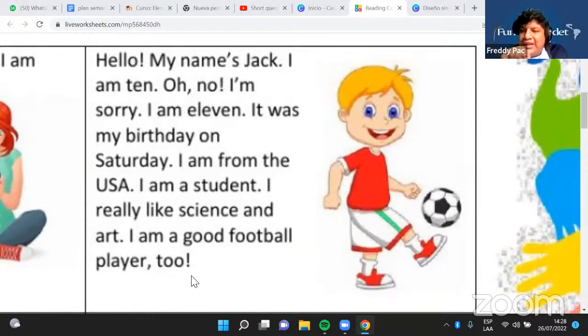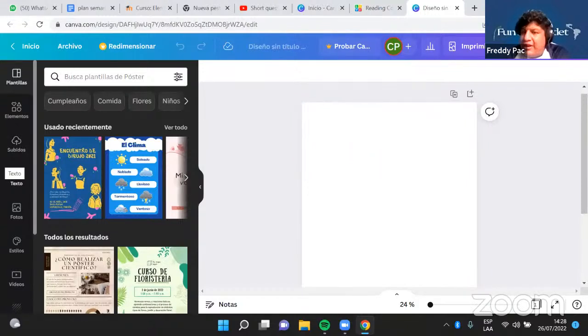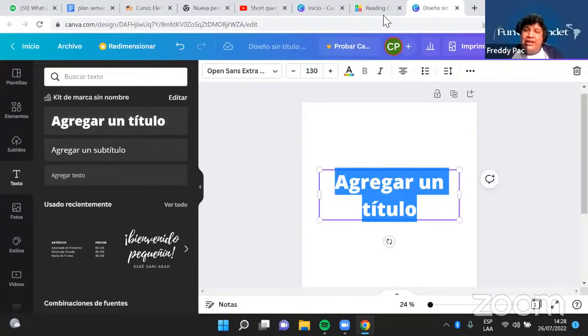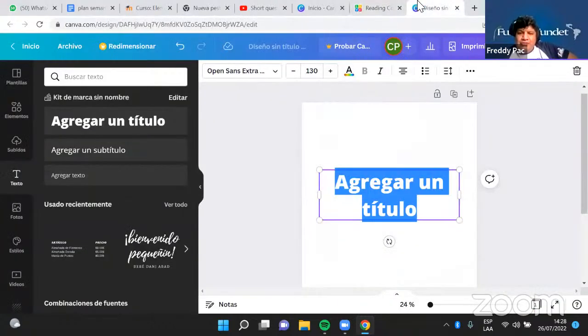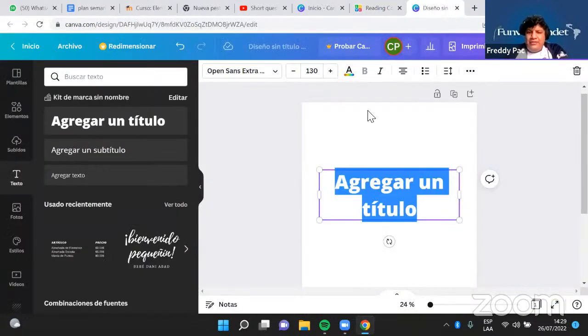So I am going to create a test of 5 questions. The only thing that I want to create is the 5 questions, and in order to do that, I will use the text. I need to create a question. For example, this is a good question: I am 11. What is the question for I am 11?